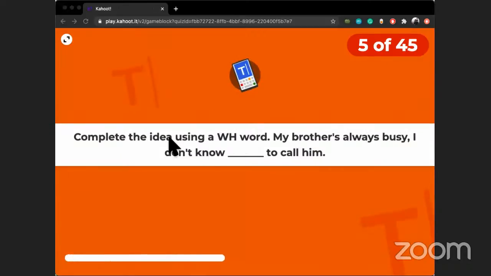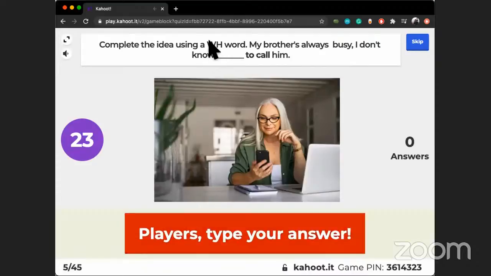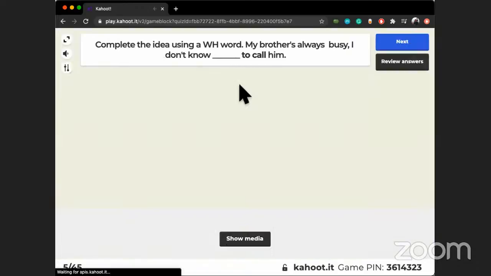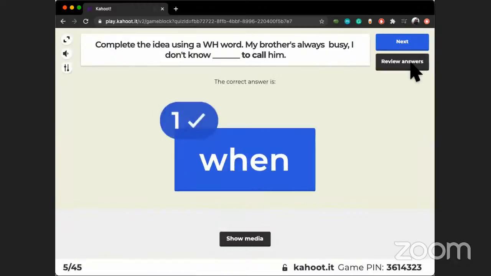Next one. Okay. Complete the idea using a WH word. So, my brother's always busy. I don't know. A WH, it could be what, where, when, how much, how many. Okay. All right, so that's correct. Let's read the sentence. My brother's always busy. I don't know when to call him.